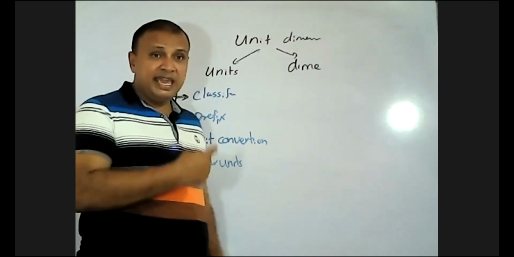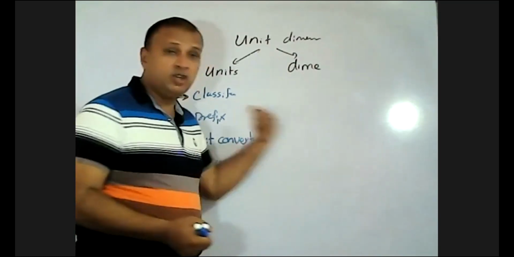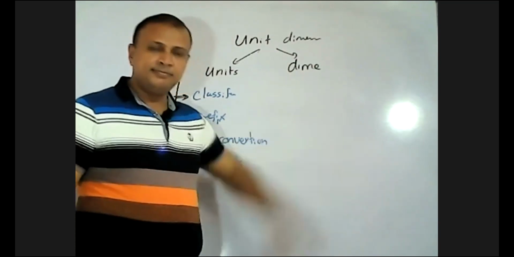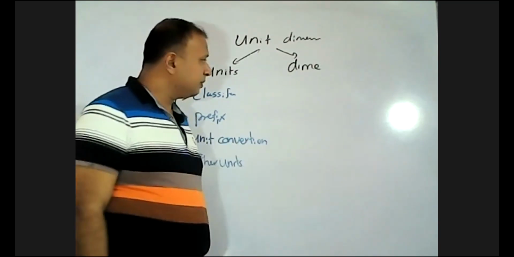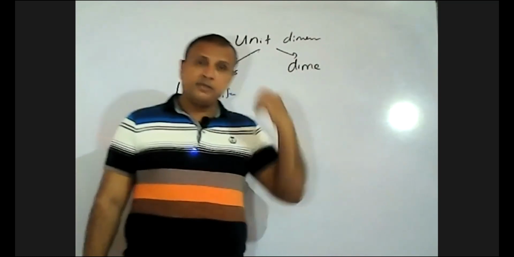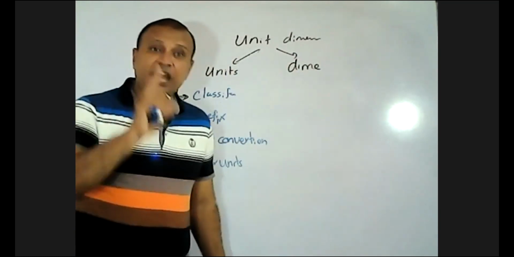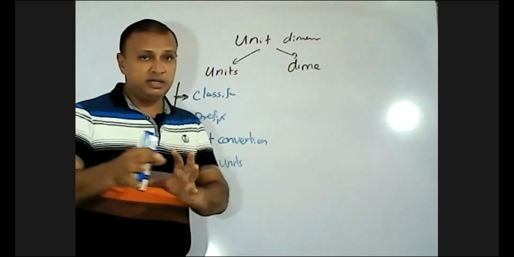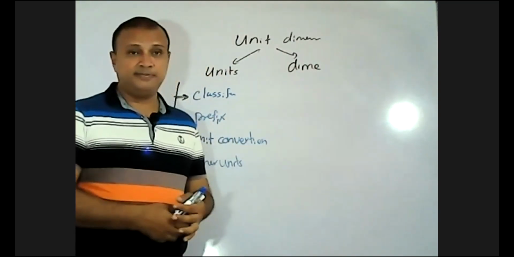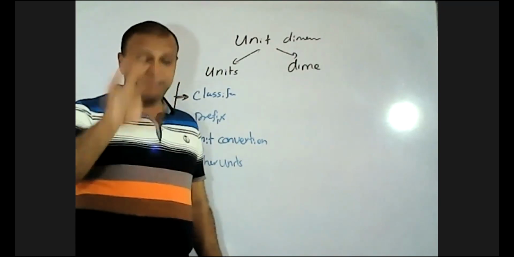In that case, we have discussed certain factors to be considered in dimensional analysis. What are those factors? The first factor: if we consider an equation, each and every term in the equation should have the same dimension. Then we can do addition or subtraction.